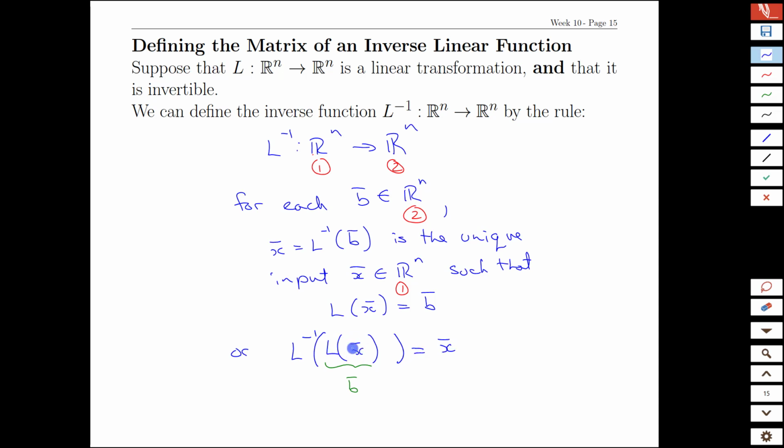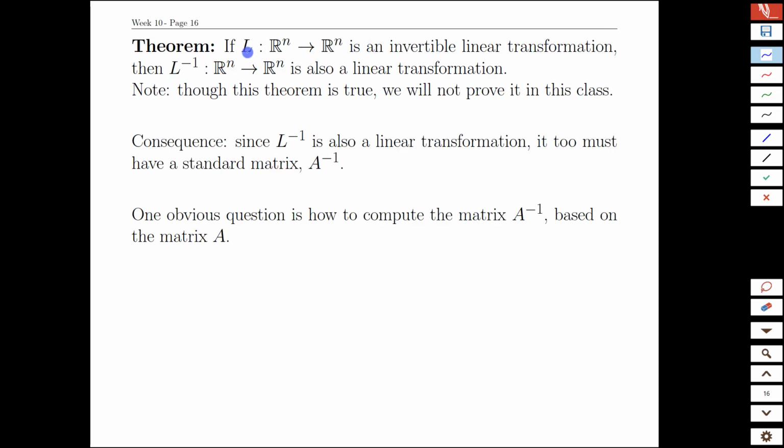So exactly what you saw earlier with regular functions and relations in high school. Start with a value, run it through a function. The inverse is what gets you back to that original value, or here vector. Now it should come almost as no shock at all that if we start with a linear transformation, then guess what? Our inverse is also going to be linear.